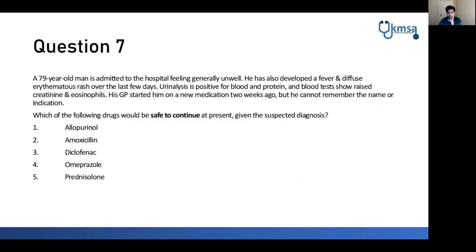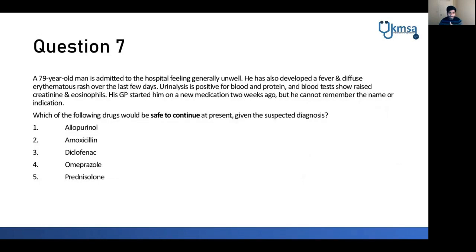His urine analysis is positive for blood and protein. So already we're kind of thinking of a certain way. Blood tests show raised creatinine and eosinophils. Okay. So his GP started him on a new medication 2 weeks ago, but he cannot remember the name or indication. So everything all together, he has blood and protein. We're probably thinking some sort of glomerular disease there, likely. Is it nephrotic or nephritic? We don't know the exact protein or blood. But given the fact that his creatinine is increased, which indicates a reduced GFR, remember, we said reduced GFR is key in nephritis, we're thinking of a glomerulonephritis.